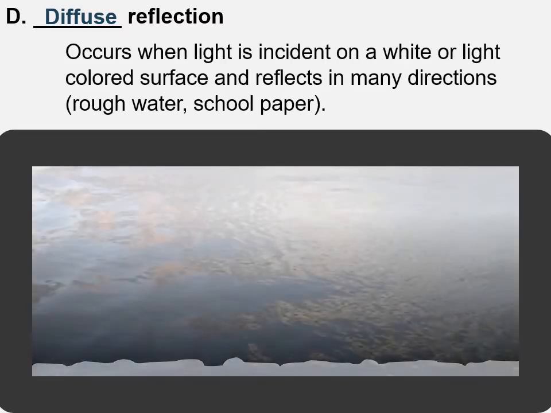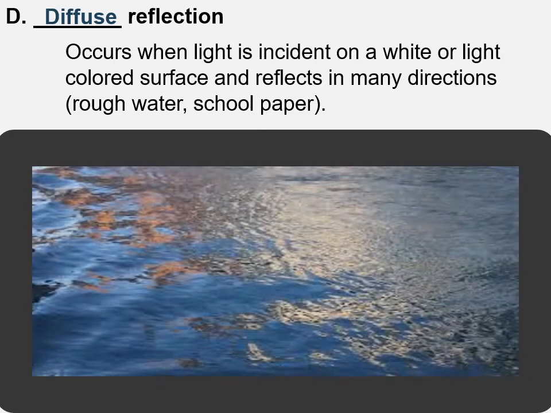D. Diffuse reflection. When light hits a surface, it is scattered in all sorts of directions. Occurs when light is incident on a white or light-colored surface and reflects in many directions. Examples are rough water or even your piece of loose leaf.